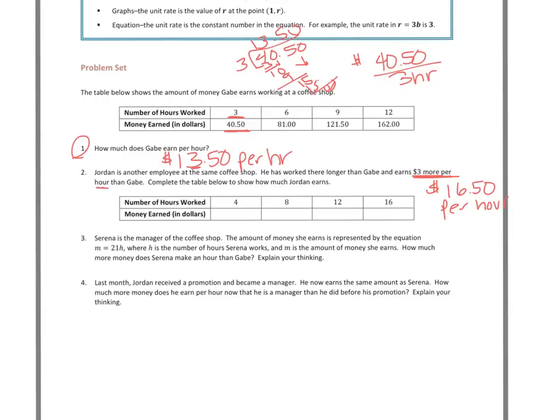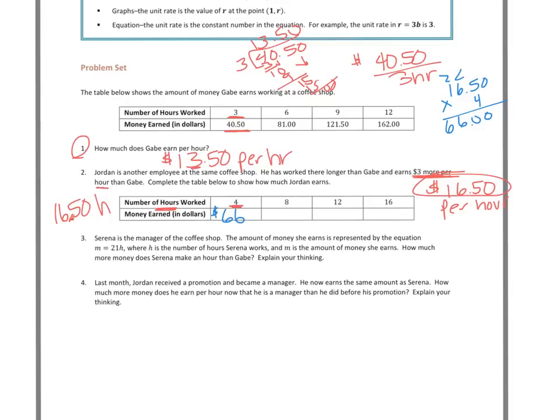Complete the table below to show how much Jordan earns. So I'm going to take this value, $16.50, and I'm going to multiply it by the number of hours. So $16.50 times H, or the number of hours. So for 4, I'll do this in a different color, I would do $16.50 times 4. And it looks like it's going to be $66.